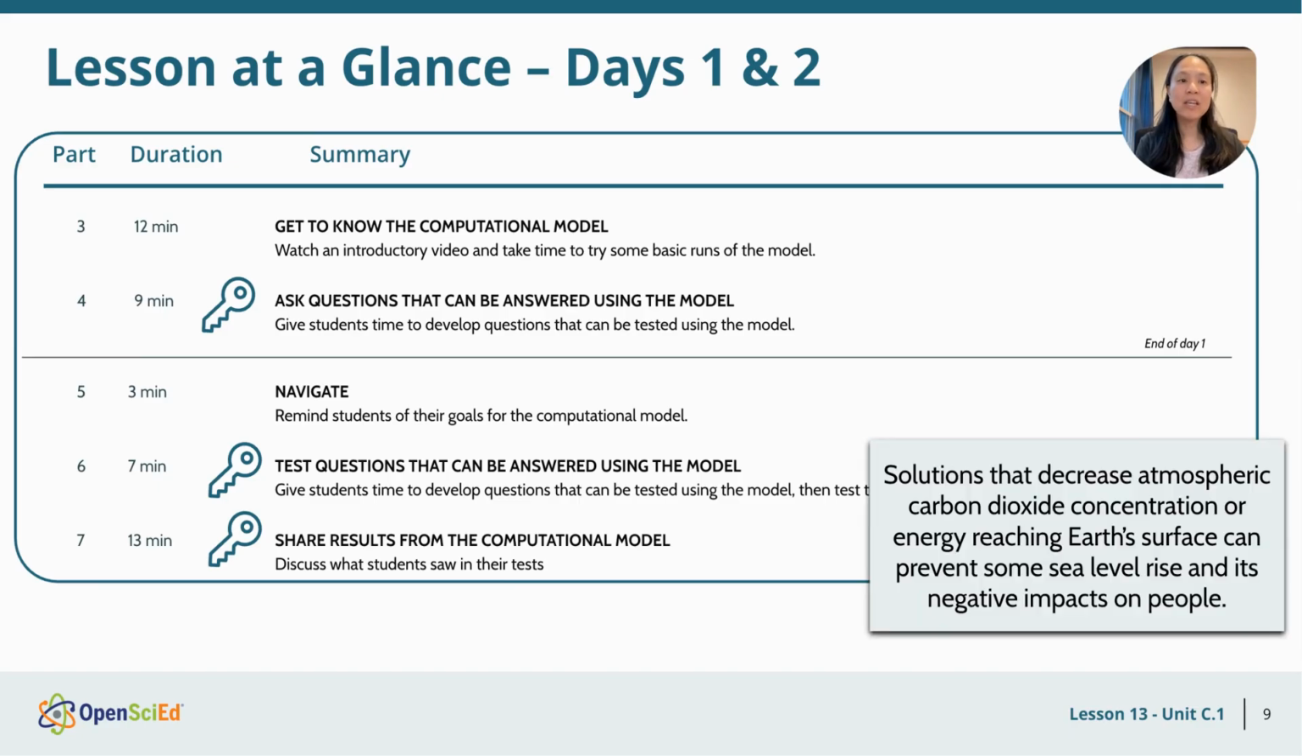On day 2, they use the model to test their question and then discuss their findings. They conclude that it is possible for humans to implement solutions that can affect the climate with positive impacts, such as mitigating sea level rise and climate migration. Students are now ready to reflect on the unit and complete the end unit assessment.